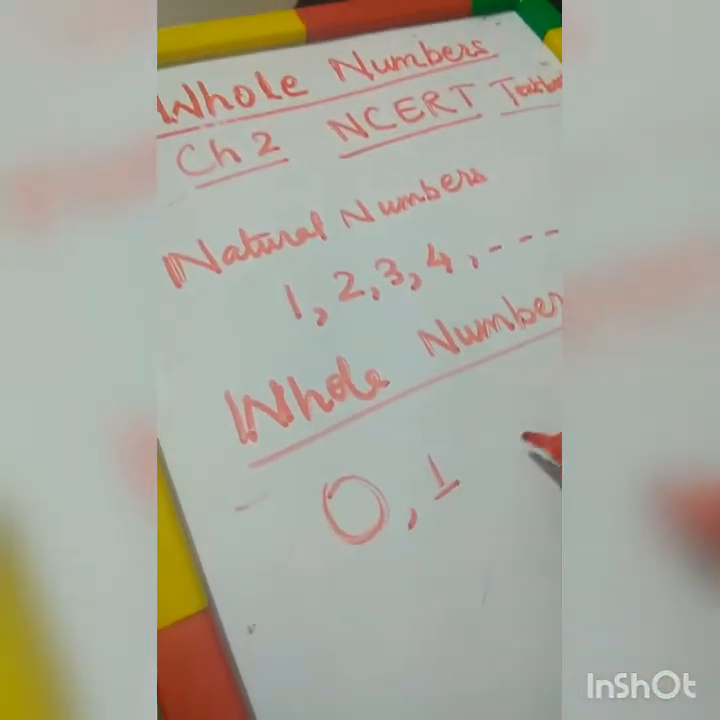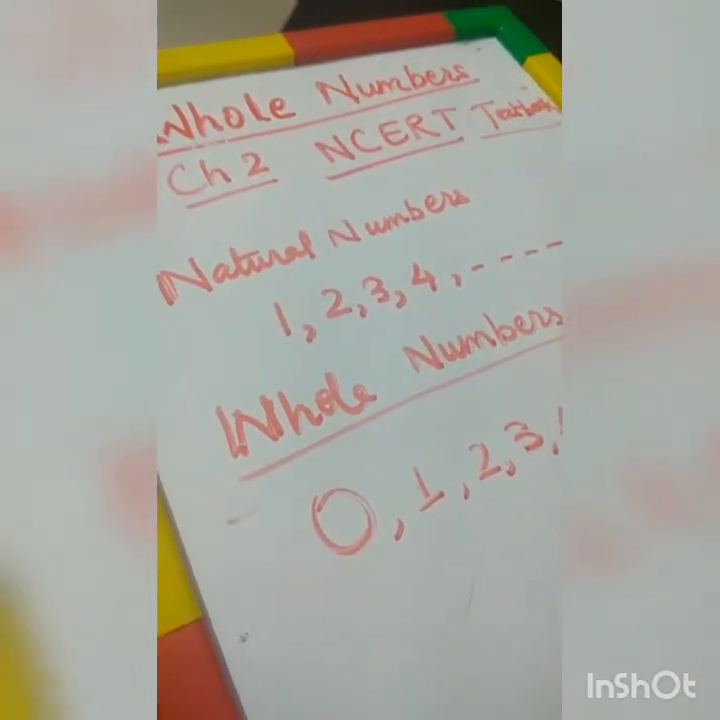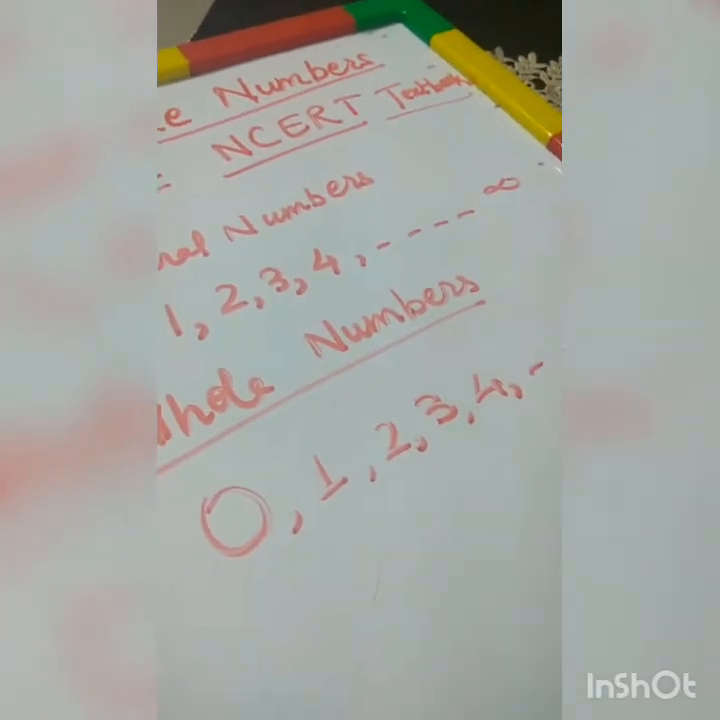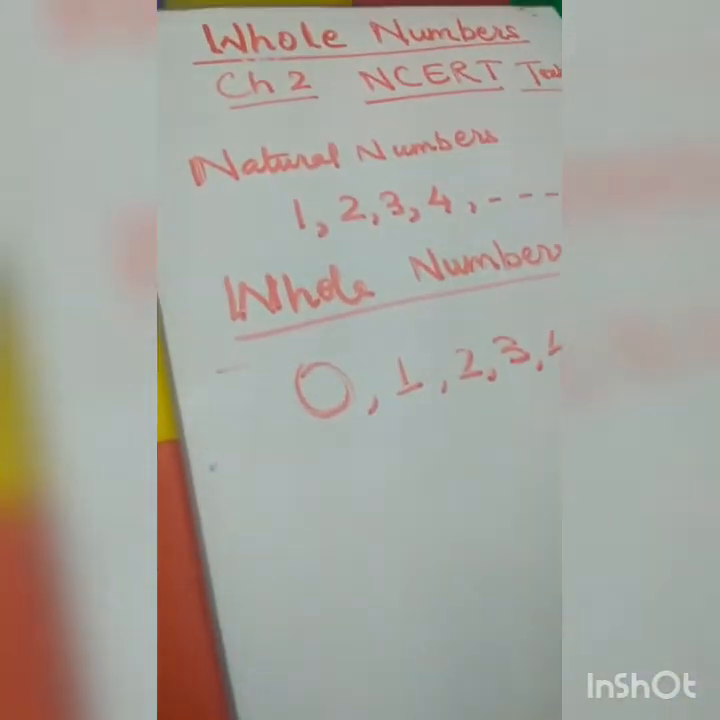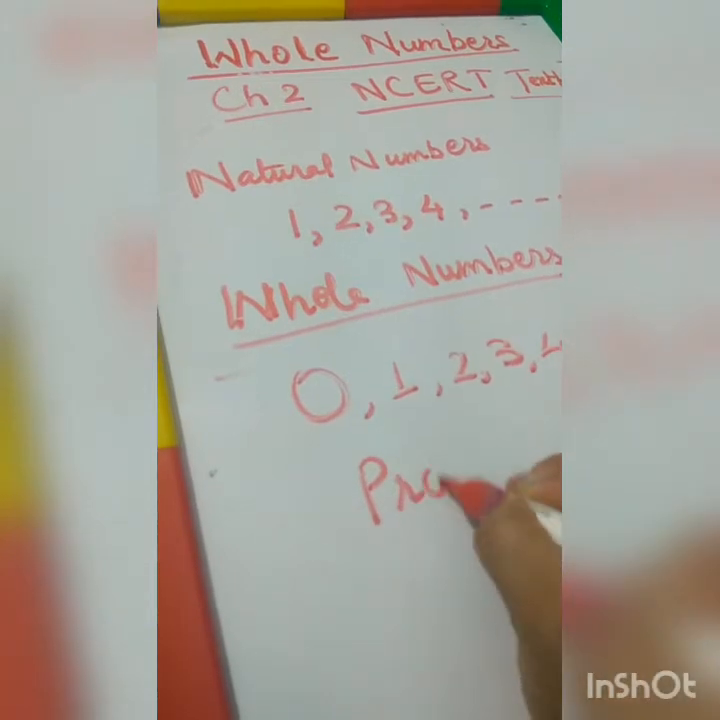It starts from 0, then goes on 0, 1, 2, 3, 4, so on till infinity. This is called the set of whole numbers. Now let us see some of the properties of whole numbers.